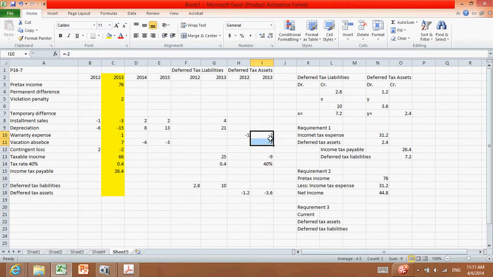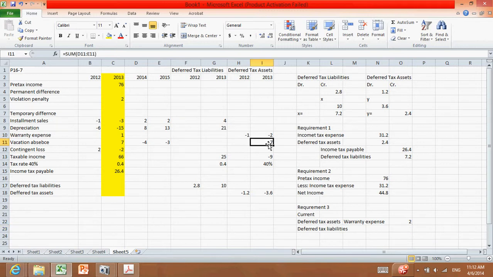So I have a warranty expense of total $2 million deductible in the future as of 2013. Another asset is $7 million of vacation absence. Within this $7 million, I know $4 million will be realized in the coming year if I stand at the end of 2013. $3 million will be realized later than 1 year. The $4 million is current assets.